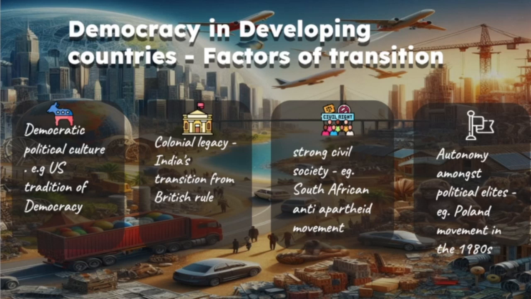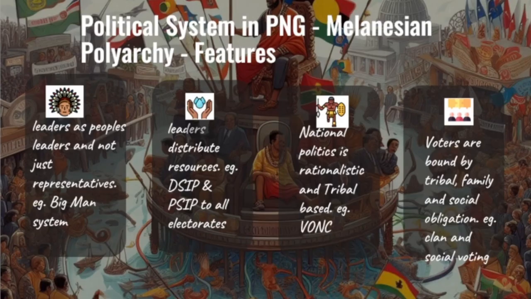Democratic political culture, colonial legacy, strong civil society, and autonomy amongst political leaders or elites are key influences on democratic transition and stability. By examining examples from the United States, Africa, Asia, Poland, and South Africa, we try to gain insights and understanding of the issues of establishing and maintaining democracy. Now, let's look at Papua New Guinea in the next section.